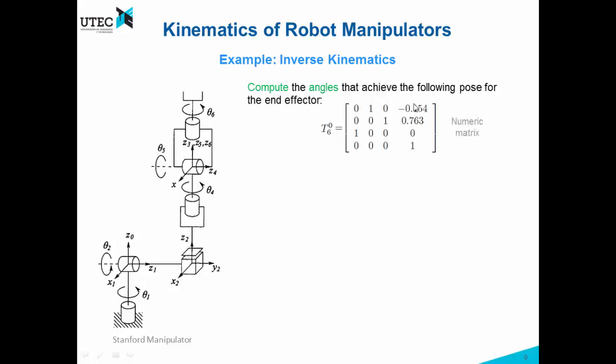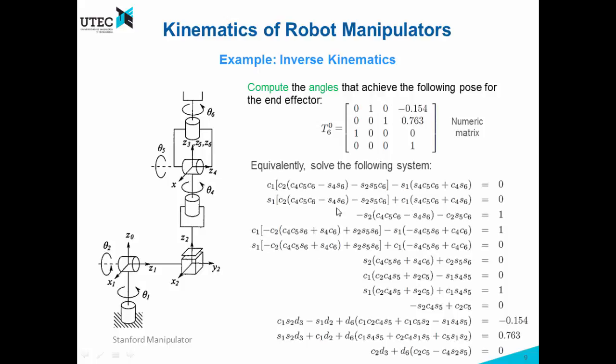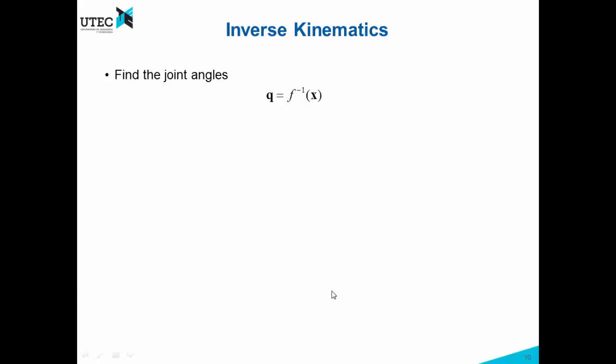Take into account that this is a numeric matrix, these are numbers. So in the previous expression, we have to use the equations and make the elements be equal to the values shown in this matrix. Now the problem is that, as I said before, you have a lot of sines and cosines, and so it's a system of nonlinear trigonometric equations, which is not easy to solve.